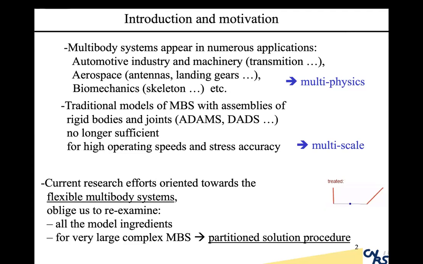The traditional approaches were the codes well known at that time, Adams and others, where they basically had a collection of rigid bodies or a very low number of nodes representing deformation, and all the action was concentrated in the joints. But if you really take flexibility into account, then representation by rigid bodies is far from sufficient. So one has to revisit everything: how you build the theoretical formulation, the discretization of your flexible multi-body system, and how you actually do the computation, with something called a partitioned solution procedure, and so on.